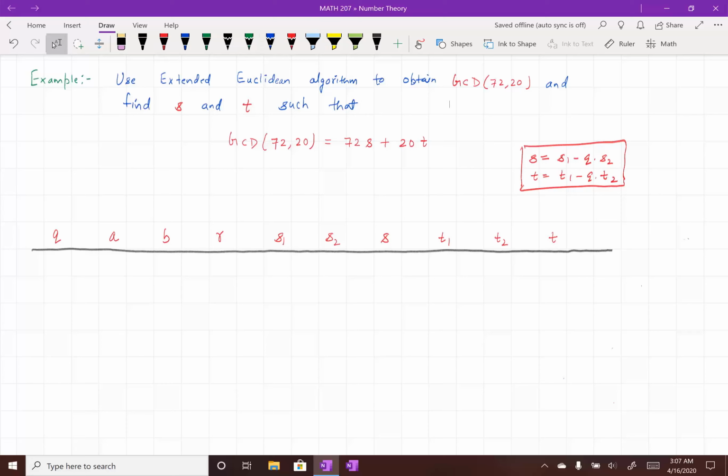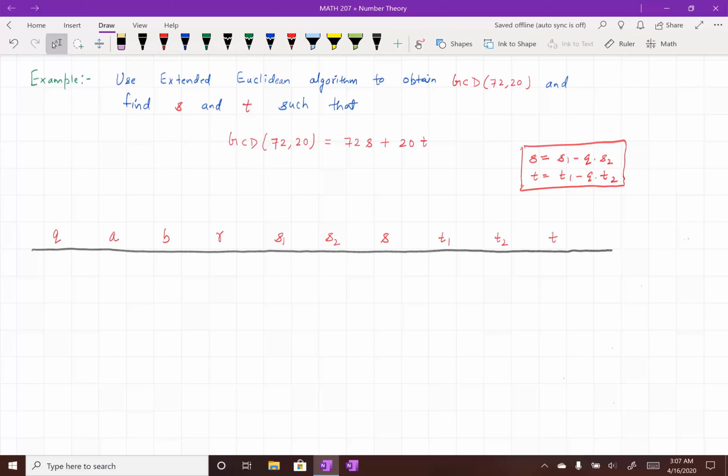where the values of S and T can be obtained based on this formula: S is equal to S1 minus Q times S2, and T is equal to T1 minus Q times T2. So once we know the value of quotient Q and the values of S1 and S2, I can compute the value of S based on this formula. Similarly, if I know the values of T1 and T2, and my quotient Q, I can use this formula to compute my T coefficient.